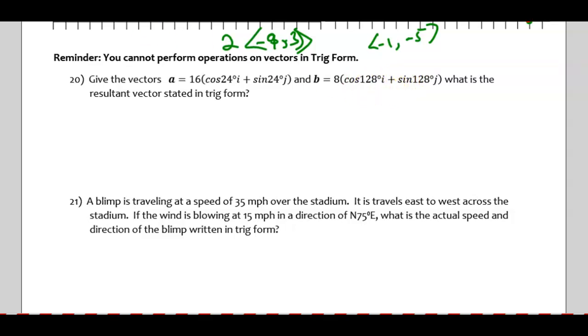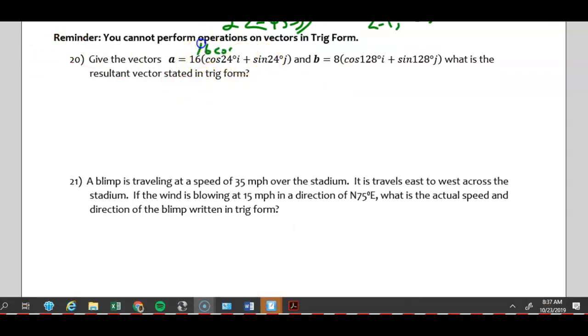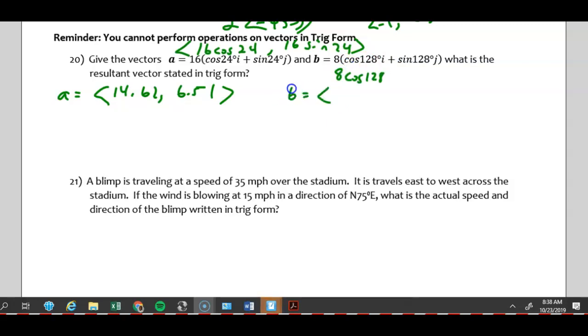All right, so what we're first going to do is start by distributing the 16. So we'll get 16 cosine of 24 and 16 sine of 24. When we evaluate that for A, we get the actual vector of 14.62 and 6.51. And then for B, we do the same thing with the 8: 8 cosine of 128 gives us -4.93, and 8 sine of 128 gives us 6.30.